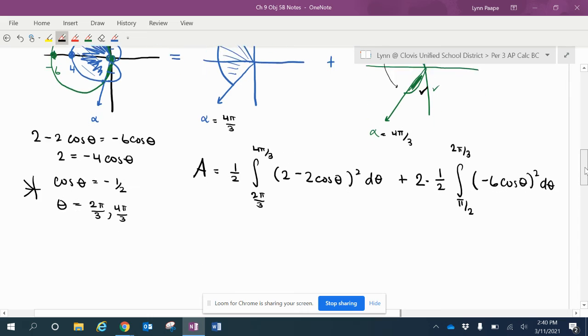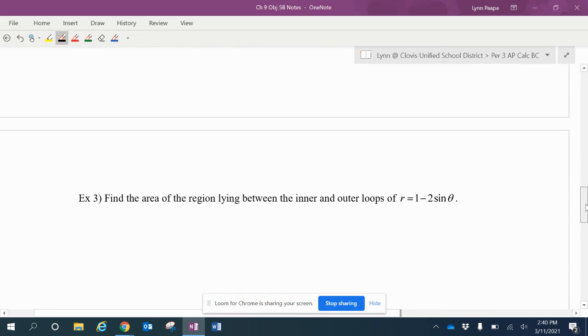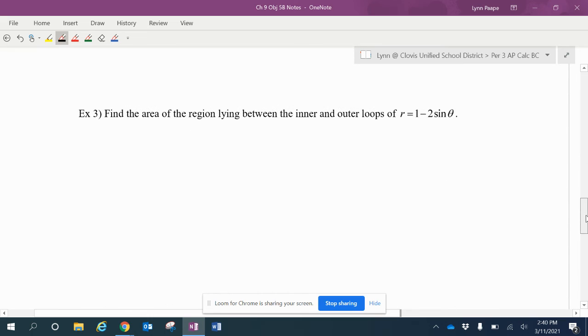All right, and then let's take a look at one more here. I want to find the area of the region lying between the inner and outer loops of r equals 1 minus 2 sine theta. So let me go ahead and graph that. For the graph, I'm just going to set up a t-table, get a few points landed, and go from there.